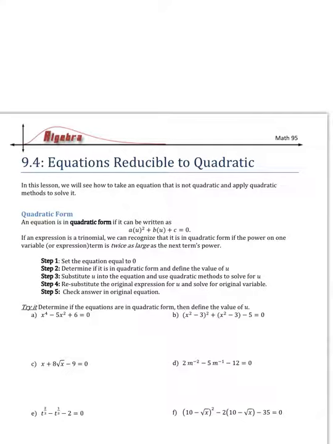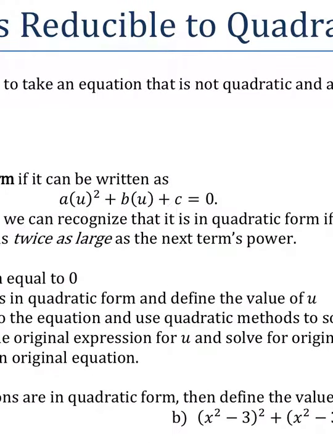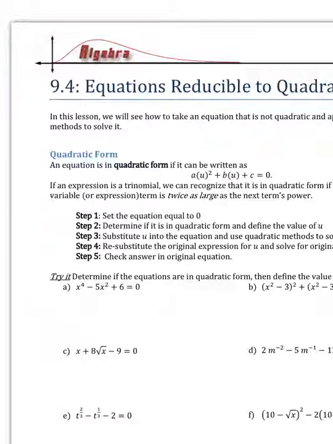Quadratic form means we can write it like this: a times u squared plus b times u plus c, and a, b, and c are just numbers. If we can change it up to make it look like this, then we can solve it using the methods we just learned. That's the key. It needs to be a trinomial, which means it has three terms. It needs to be in this form.